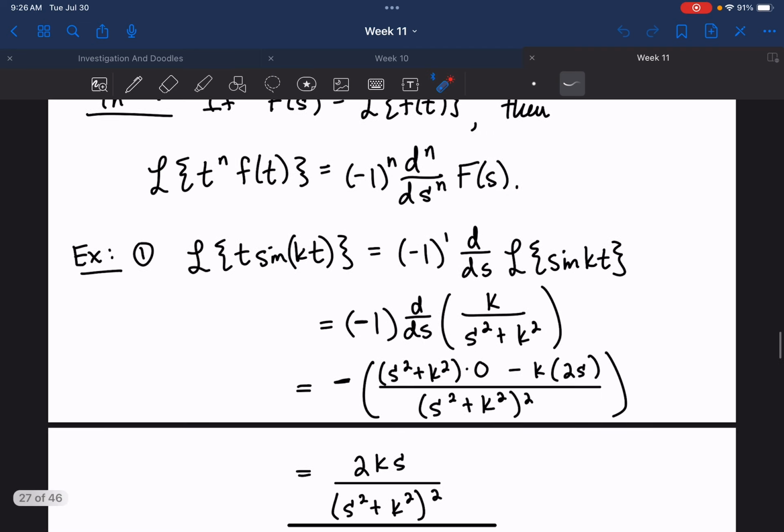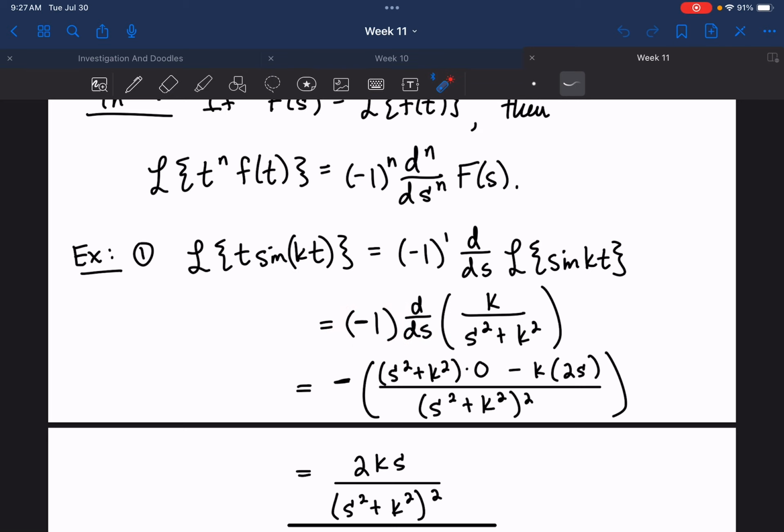If I'm going to calculate the Laplace transform of t sine kt, well, in that case, I take the Laplace transform of sine kt, and I take one derivative, because n equals 1 in this case. So I take one derivative, and I raise negative 1 to the first power. We know the Laplace transform of sine kt is k over s squared plus k squared. And then all we need to do is take one derivative, d/ds, and multiply that by negative 1.